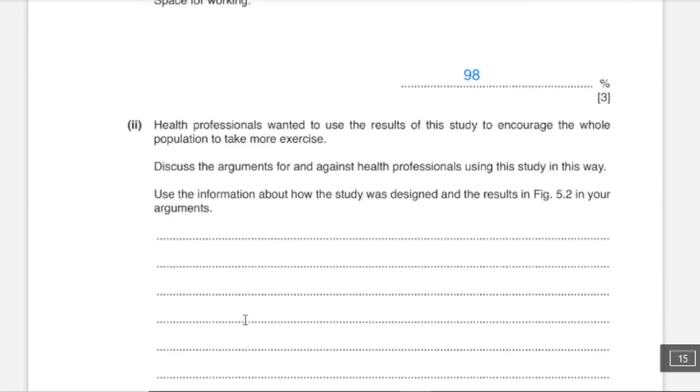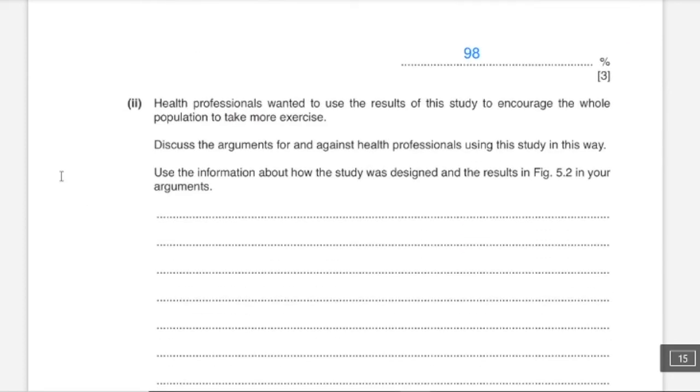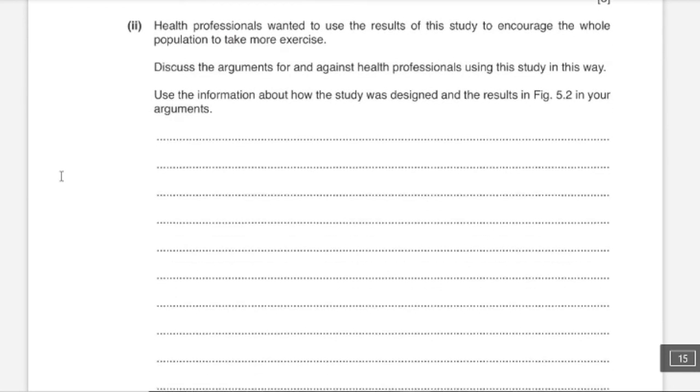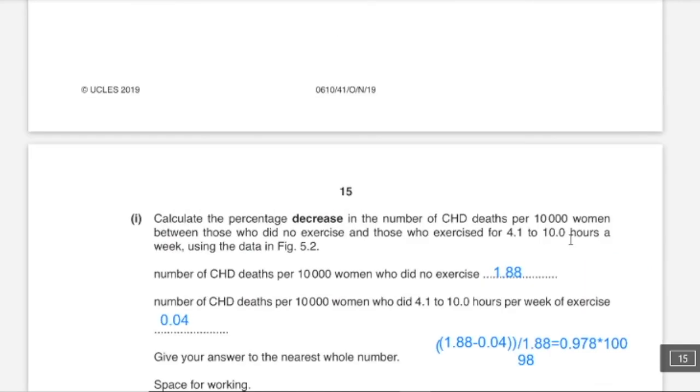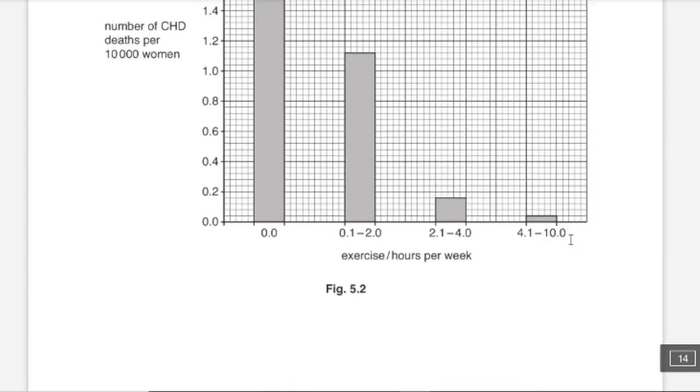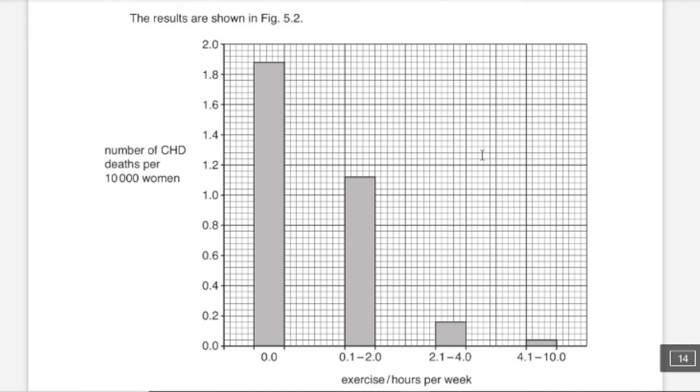Now, health professionals wanted to use the results of this study to encourage the whole population to take more exercise. Discuss the arguments for and against health professionals using the study in this way. Okay, so we're going to be using the information about how this study was designed, and the results in figure 5.2 in our arguments. So we need to collect data which would give us reasons for and against this investigation.